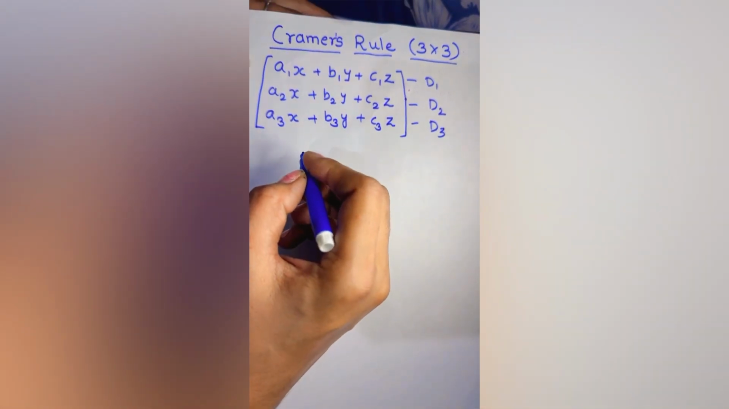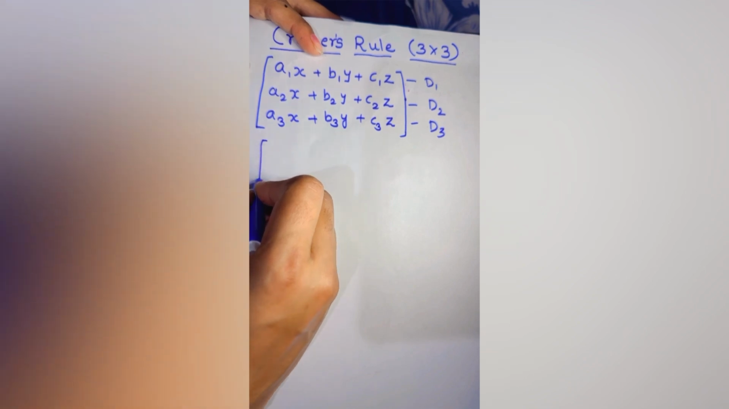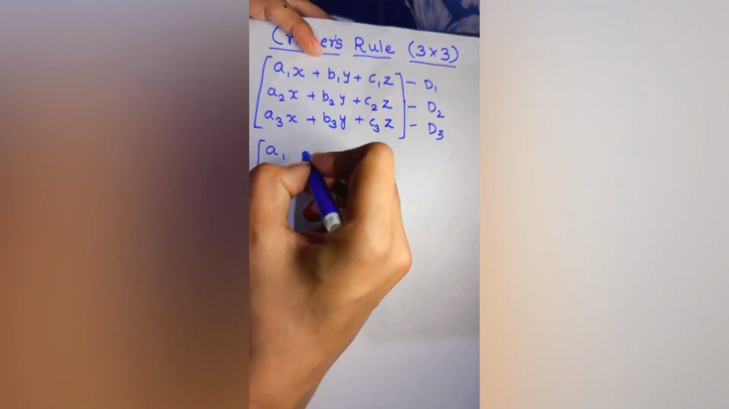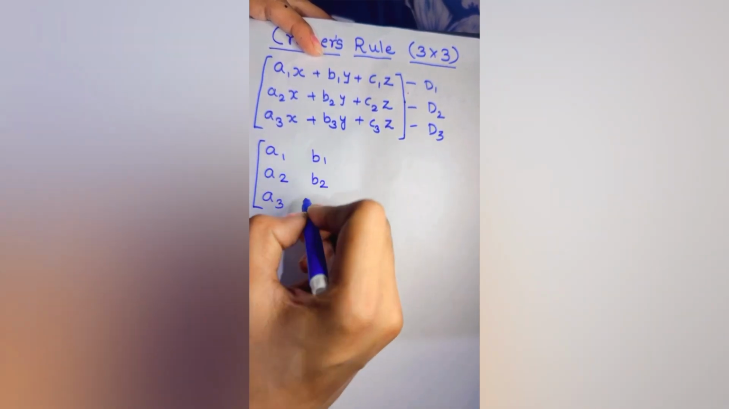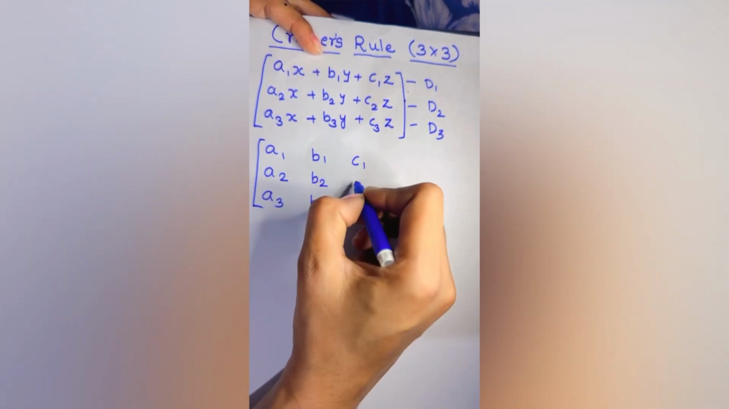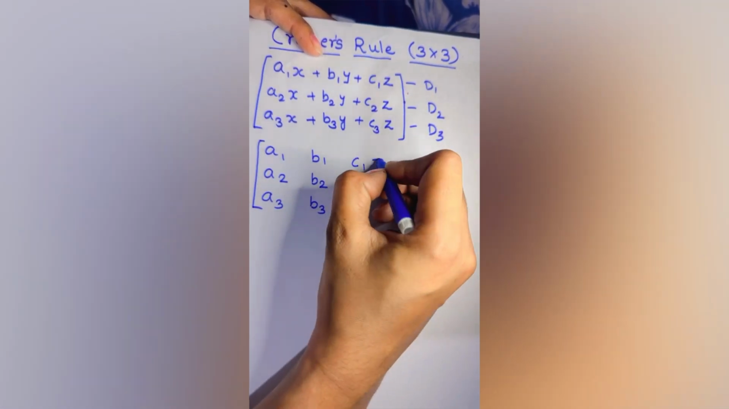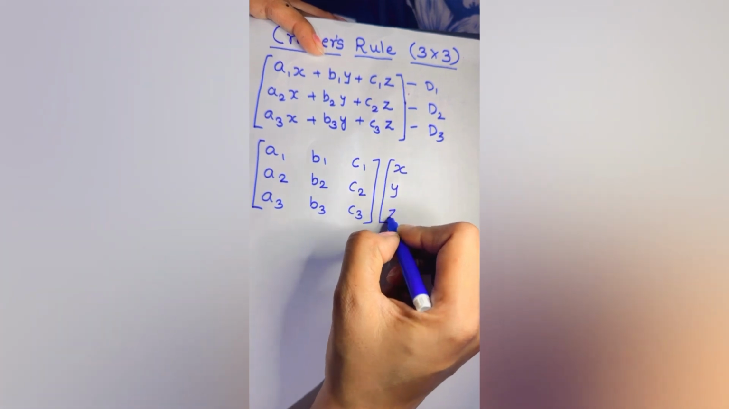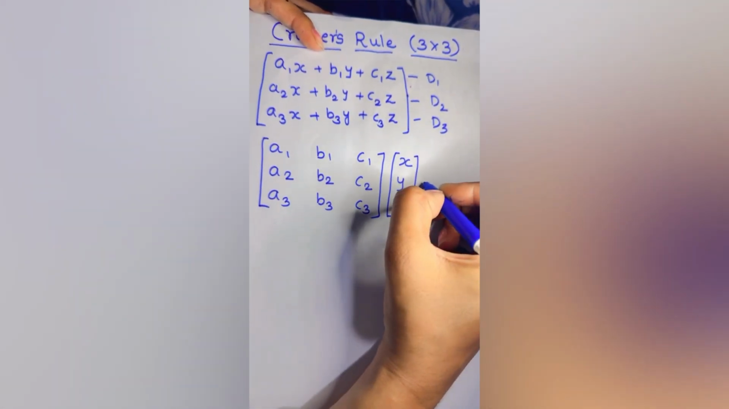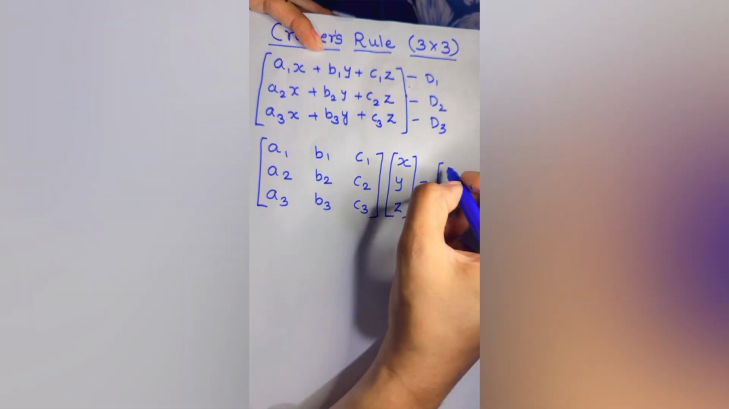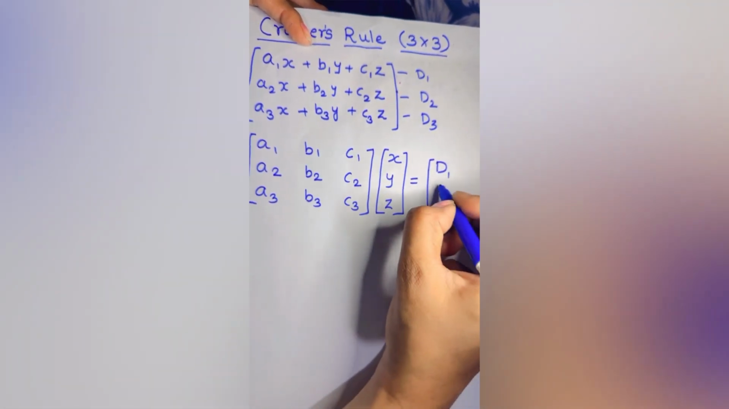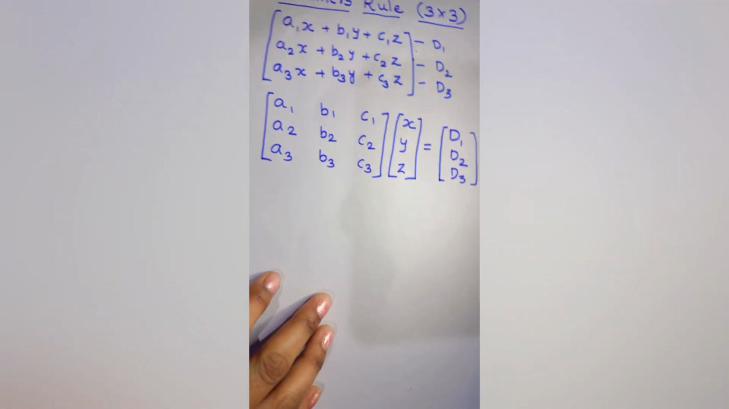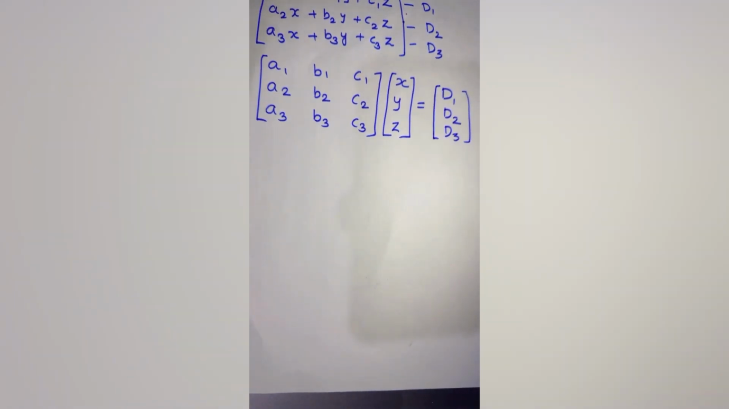How will you write this equation in matrix form? a1, a2, a3, b1, b2, b3, c1, c2 and c3, multiplied by x, y and z, is equal to the constants given to you, d1, d2 and d3.